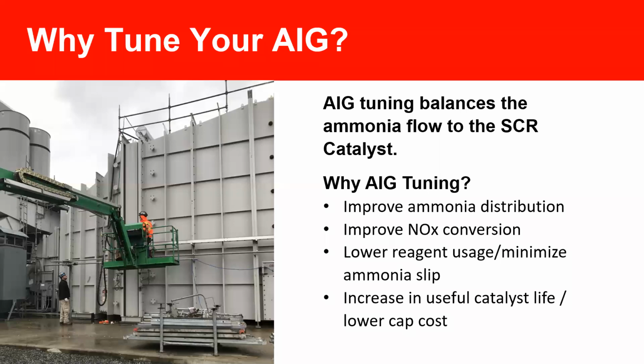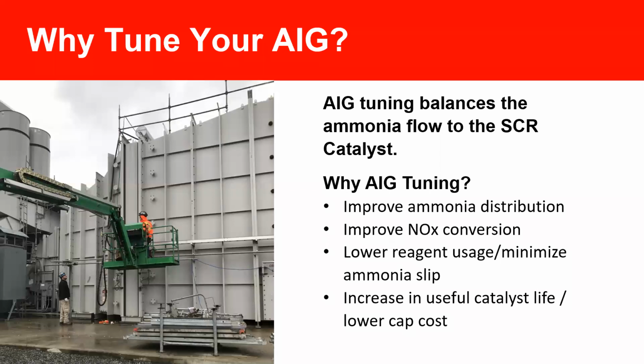Now, inversely, on the other side of the coin, some of your catalyst is probably seeing too much ammonia. In this case, you're experiencing ammonia slip. If you're not familiar with what ammonia slip is, it's when there's too much ammonia in specific areas of the gas path. The catalyst can't handle it. It goes through the catalyst unprocessed, unreacted, and out the stack. Now you're paying for ammonia that isn't working for you.